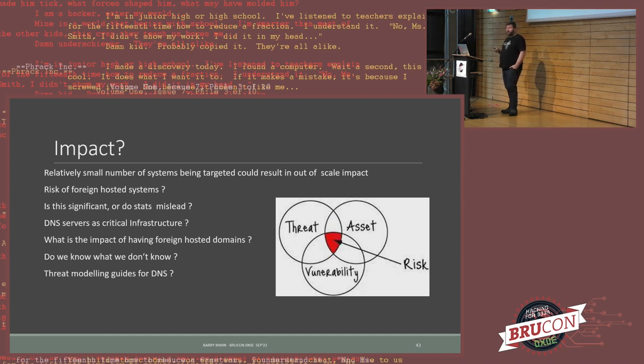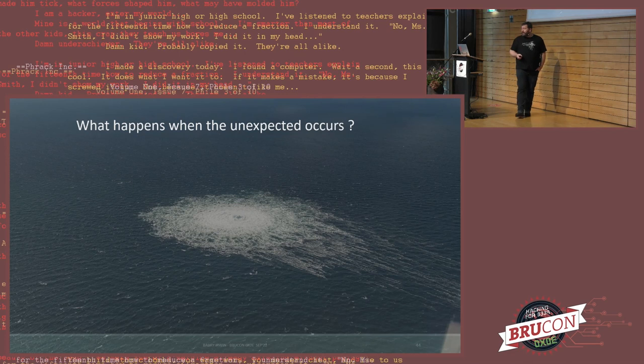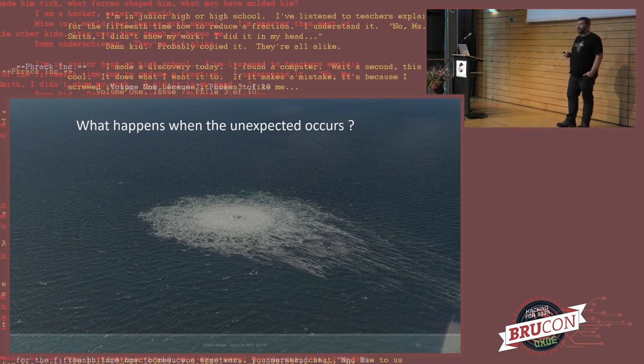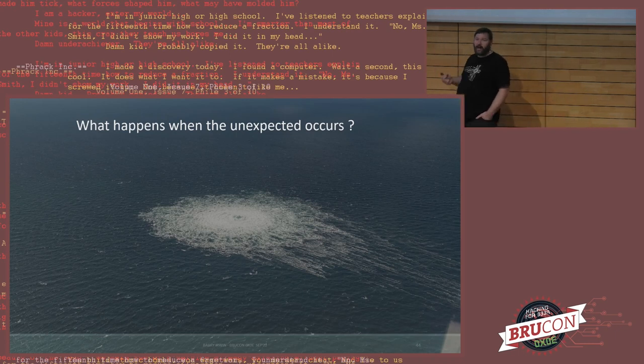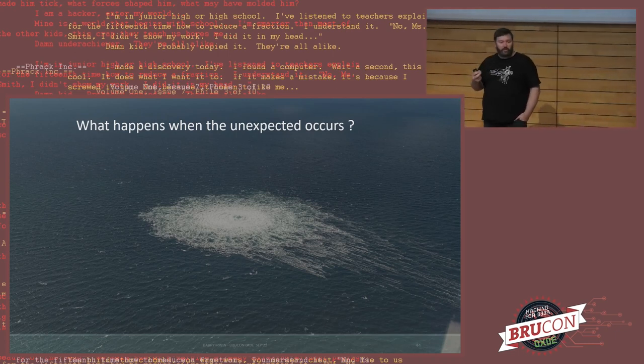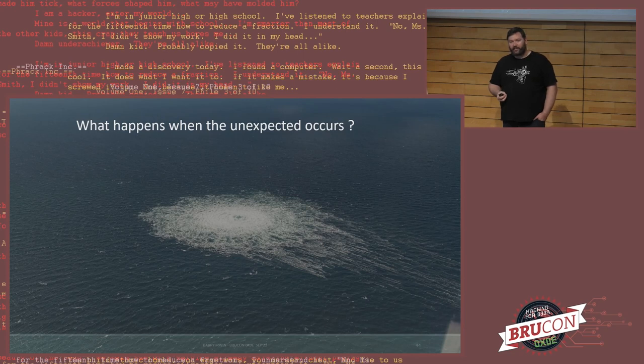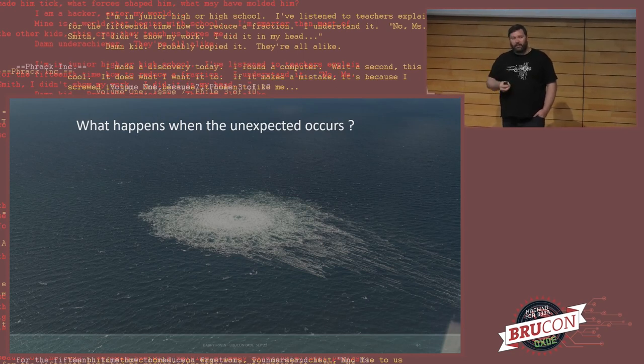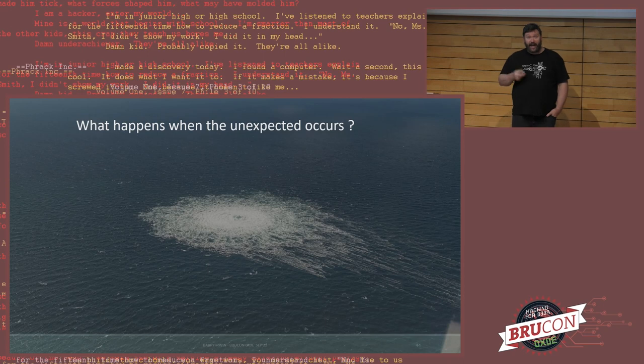And again, putting a call out: is anybody aware of specific guides for threat modelling around DNS? And then really just to tie it into the things that have happened in the last couple of days, I am pretty sure someone theorised about the issues of a leak on the gas pipelines. But what happens when the unexpected actually happens?